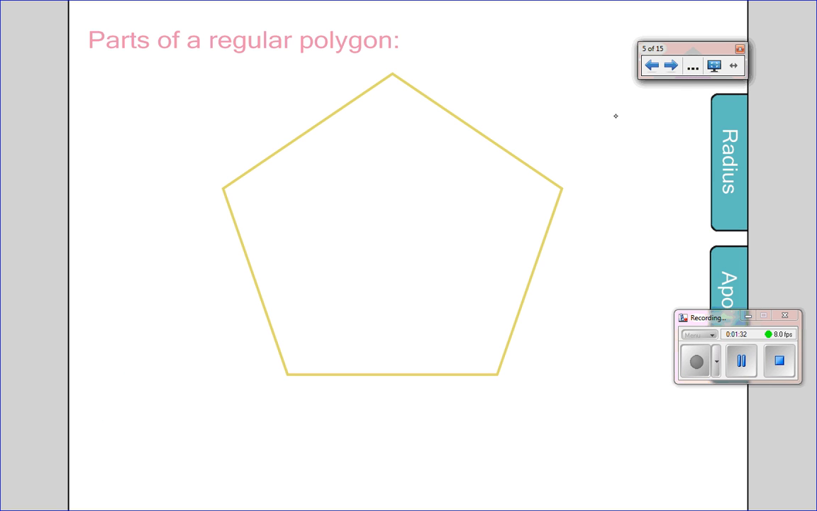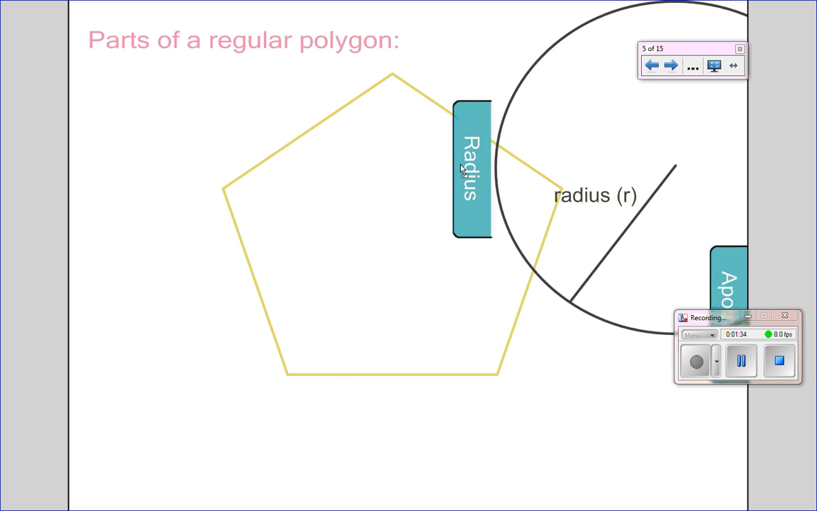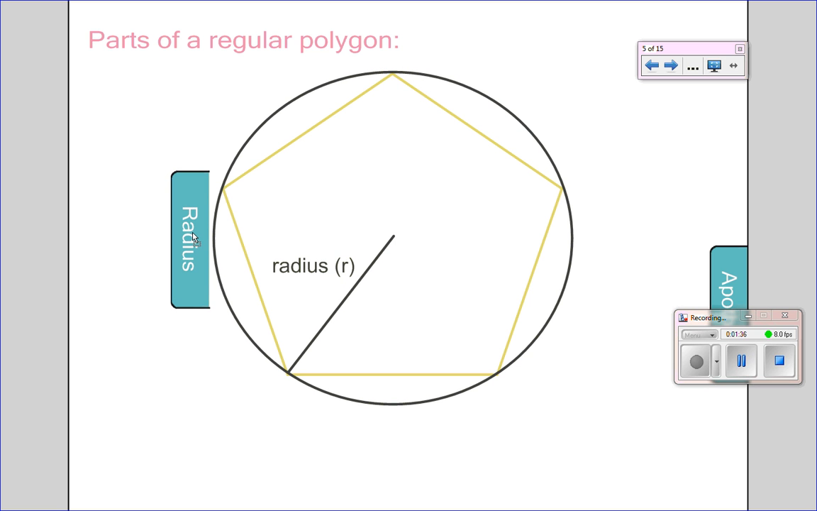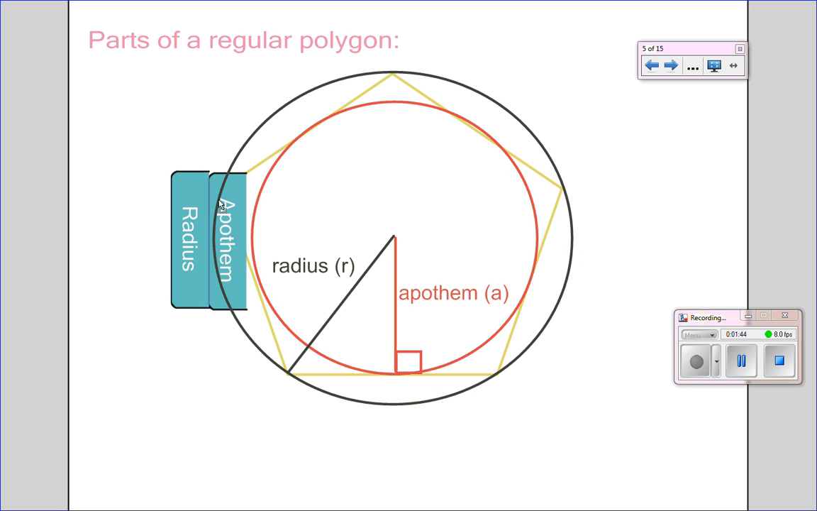Okay, so let's look at how this looks. Parts of a regular polygon. The radius, of course, goes from the center to the vertex. So interesting note here, it makes a circle around the regular polygon. The apothem goes from the center to the opposite side at a 90-degree angle. So they actually form a right triangle if you notice.